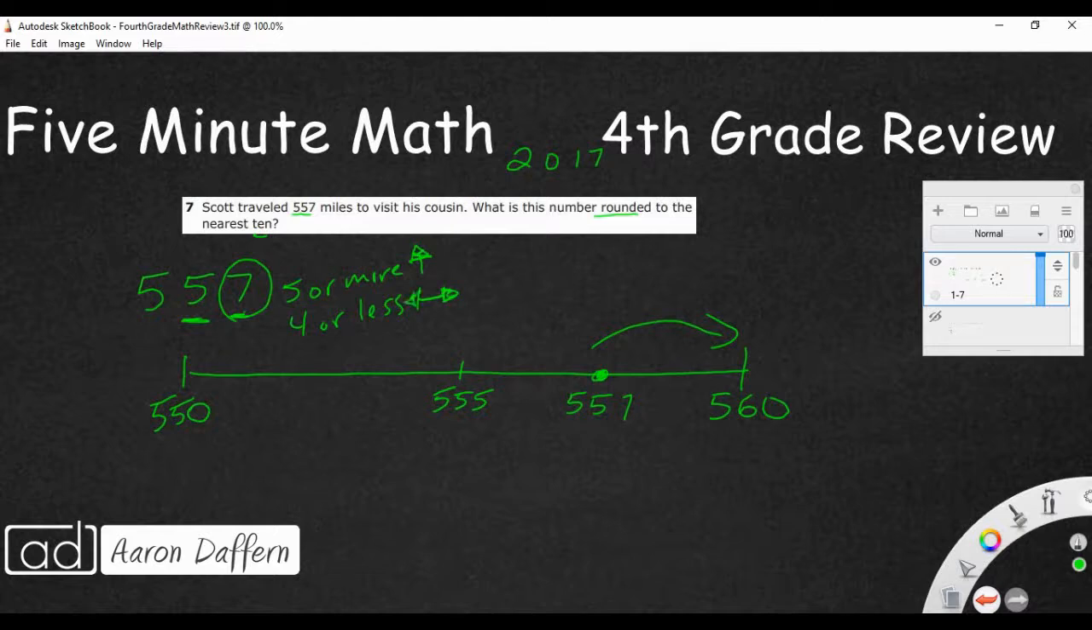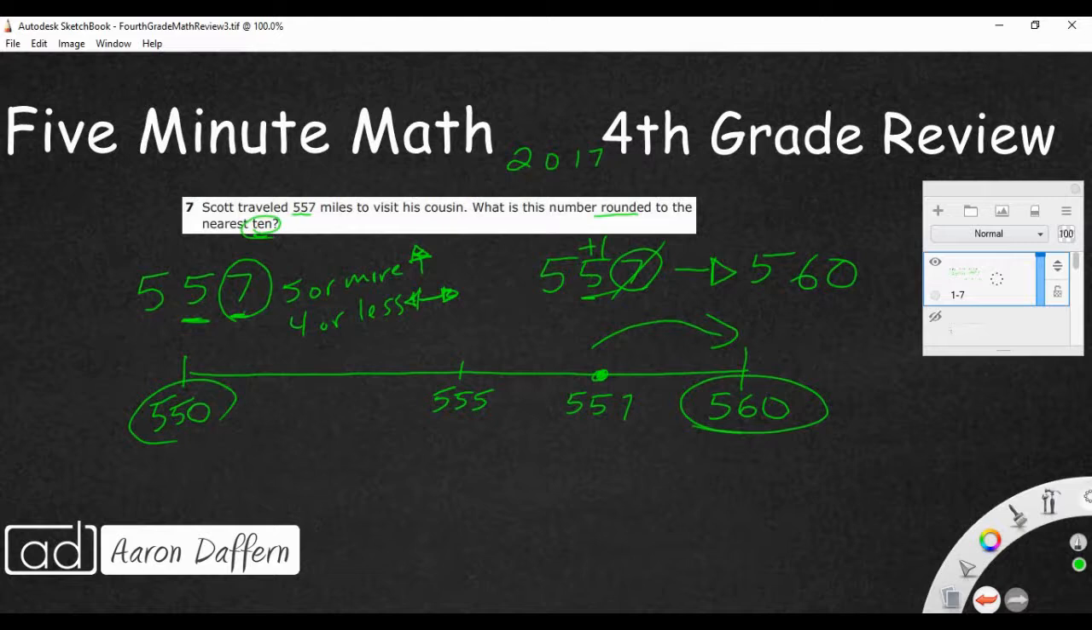So this 557, this 7 is going to make this go up 1. So now we're going to round it up to 5. 1 plus 5 is 6, and then that becomes a 0. So 557 rounds to 560 to the nearest 10, simply because it's closer to 560 than it is to 550.